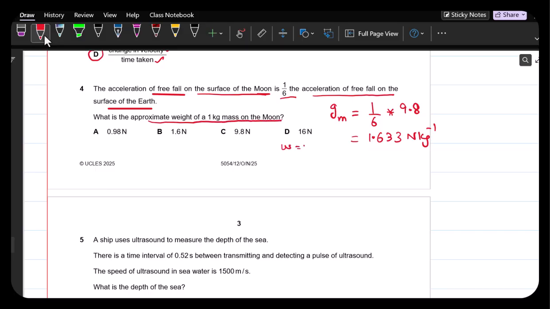What is the approximate weight of a 1 kg mass on the moon? You know W is equal to mg. So here you are going to take the value of the gravitational field strength of the moon. This is basically 1.633 Newton per kilogram. So W is equal to mass, which is 1 kg, times 1.633, so it will be 1.633 Newton. If I round that value, it will be 1.6 Newton. B is right. For question number 4, B is right.